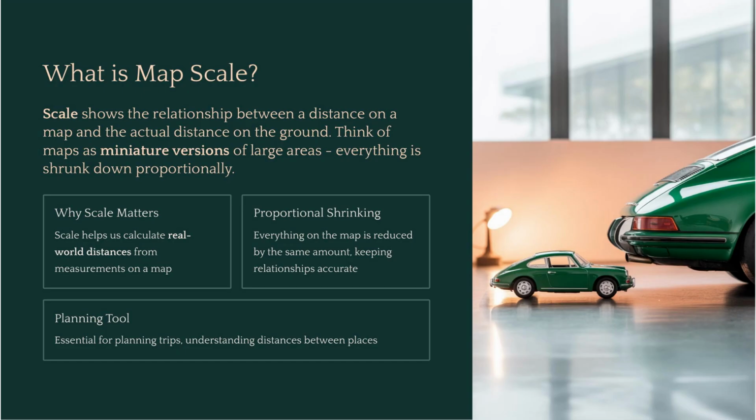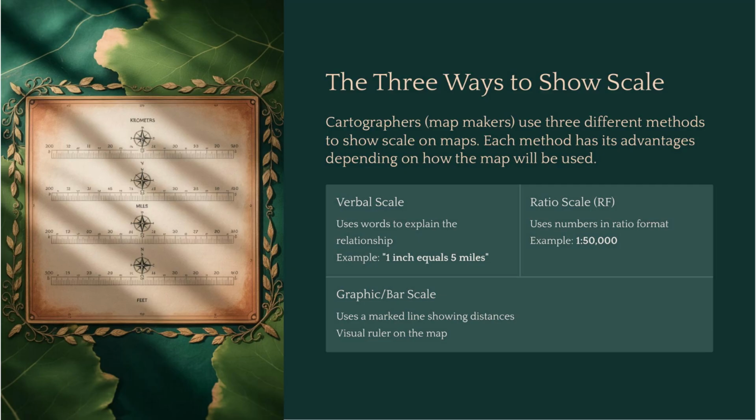If a map didn't have a scale, you wouldn't know if the distance between 2 cities was 10 miles or 1,000 miles. Cartographers use 3 main ways to tell you what the scale is. The easiest is the verbal scale, which is just a sentence, like 1 inch equals 10 miles. Then there's the ratio or representative fraction scale, which looks like a fraction, such as 1 to 100,000.